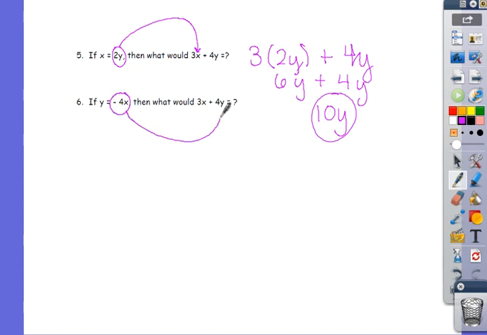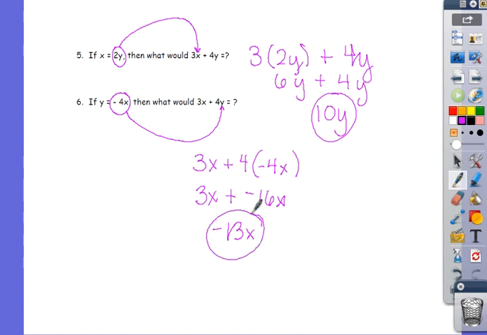Here, y is negative 4x. So in place for y, we're going to put negative 4x. So we have 3x plus 4, and then in place of y, negative 4x. 3x comes down, plus 4 times negative 4x is negative 16x. They are like terms because they both have the variable x. So 3x plus negative 16x, negative 13x. Sorry about my pen there. Okay. Any questions so far?